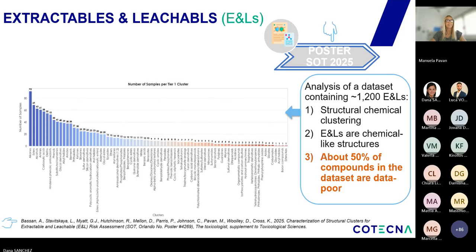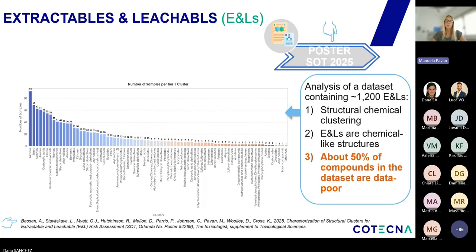Next. As an example of this type of research, we have been collaborating with industries like Pfizer, Johnson & Johnson, and FDA on an analysis of a data set comprising approximately 1,200 extractables and leachables. The analysis was presented as a poster at the SOT 2025, and I will be happy to share the poster with you in case of interest.